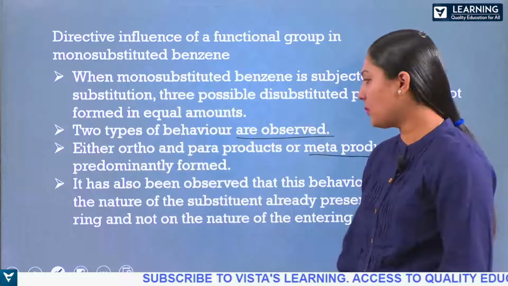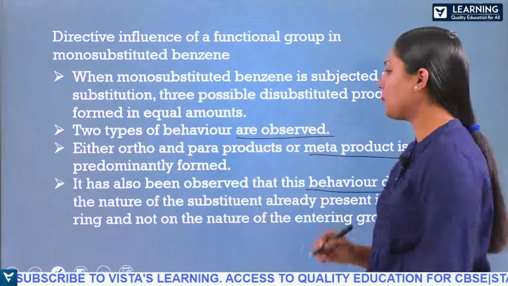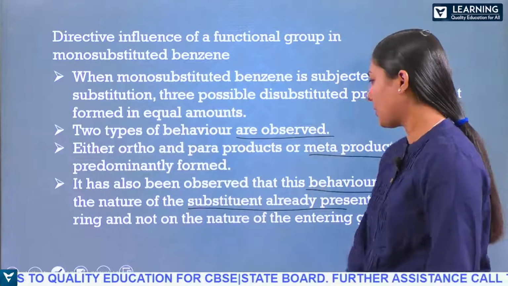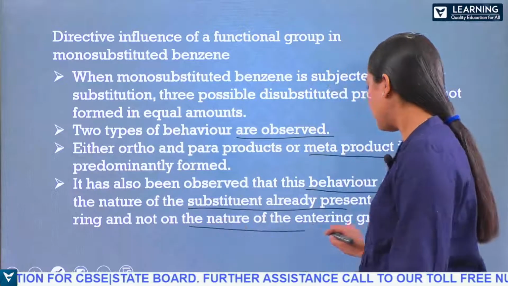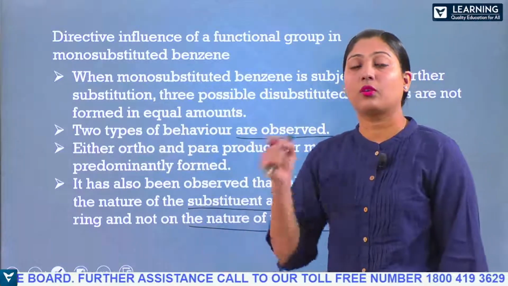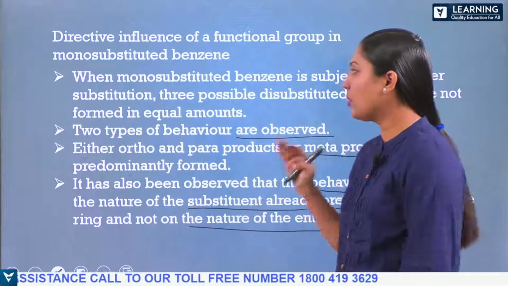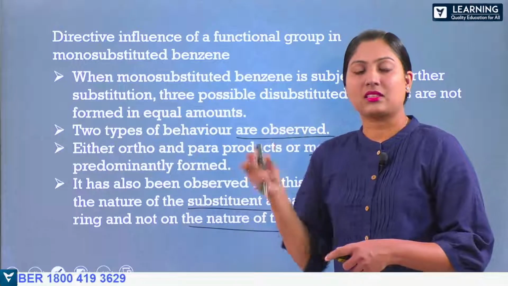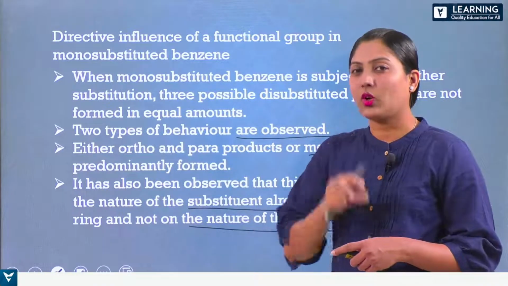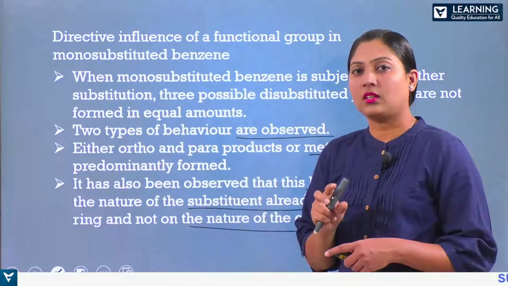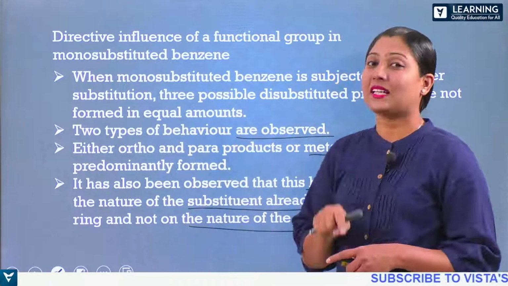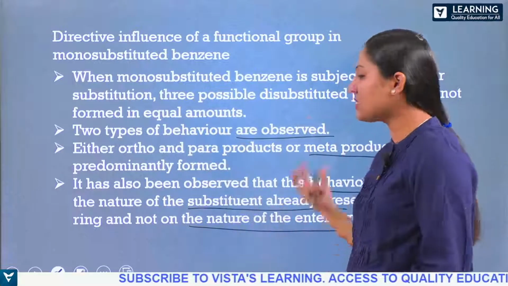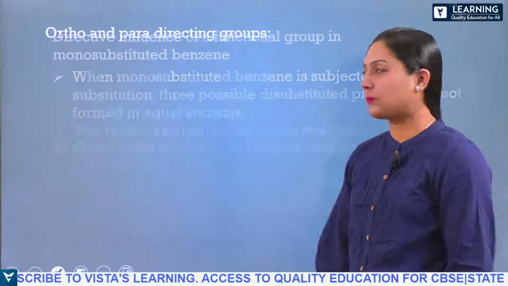It has also been observed that the behavior depends on the nature of the substituent already present in the benzene ring and does not depend on the nature of the group which is entering. Got it? So if you have an already monosubstituted benzene, the next substitution which is coming will go into which position, either ortho, para or meta, will be decided by the one which is already present. It is not depending on the one which is adding to the benzene ring.